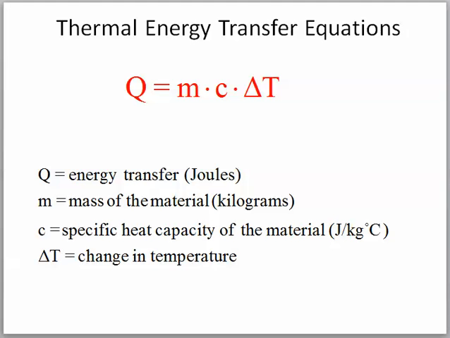The main equation we'll be dealing with here is Q equals mc delta T, and as we've got down here, Q is the energy transfer. How much energy has been transferred into this object? M is the mass, because you know from trying to heat things up in the microwave that the bigger the object is, the more energy it takes to heat it up. C is the specific heat capacity of the material. Different things are going to heat up at different speeds.